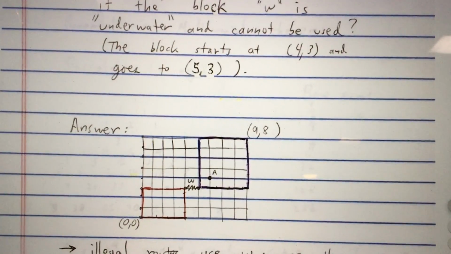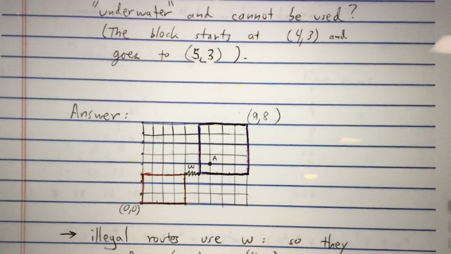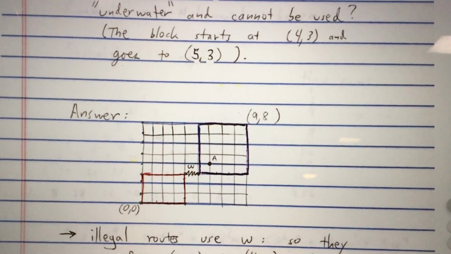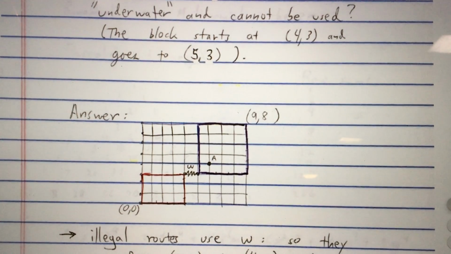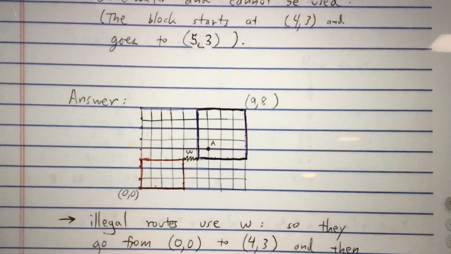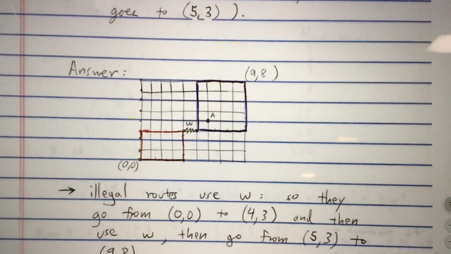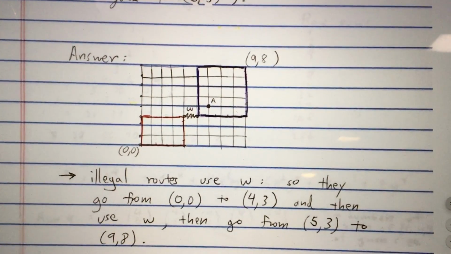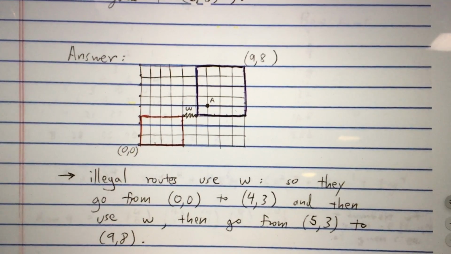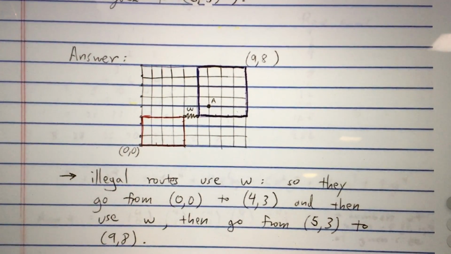So then look at the red box and the blue box. The idea is that those show all the illegal routes where you end up at the beginning of W, you use W, and then you go from there to the finish. So the big W starts at 4, 3 and it ends at 5, 3.